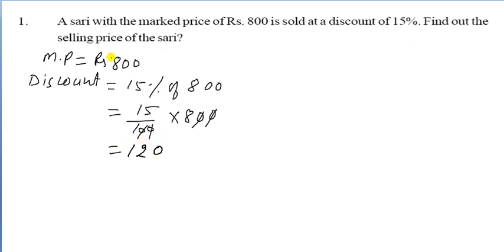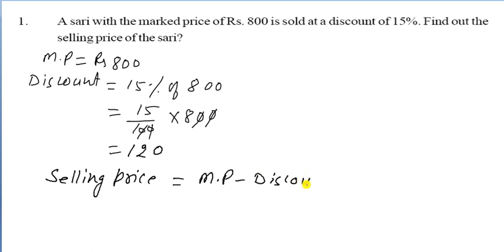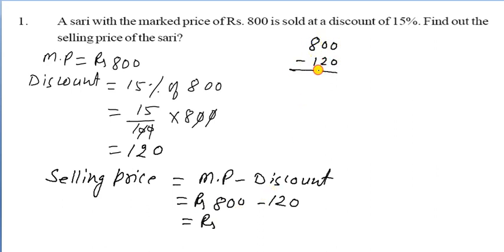So what will happen now? Find out the selling price. Now, selling price is equal to mark price minus discount. Mark price is given as rupees 800 and discount is 120. So we get rupees, you can subtract it, 800 minus 120.